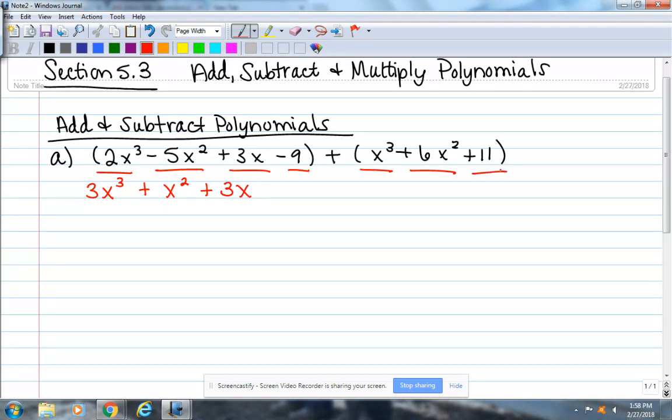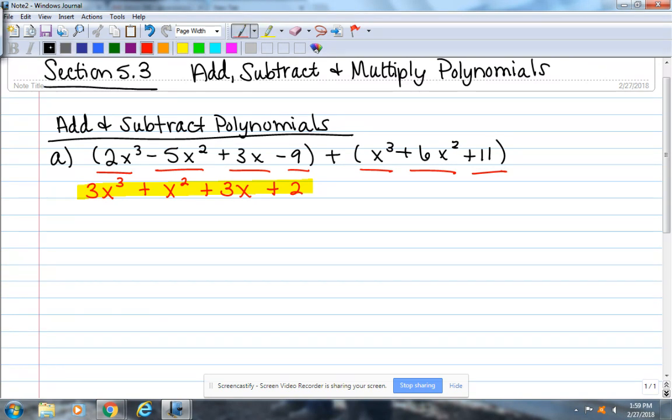Okay. So then I know the constants are like terms with each other. Negative 9 plus 11 is a positive 2. Again, your answer should be all different exponents, and it should go highest to lowest exponent. So that is our answer. So if it's adding, that's what you do. Just combine like terms. Okay? If it's adding, just combine like terms.